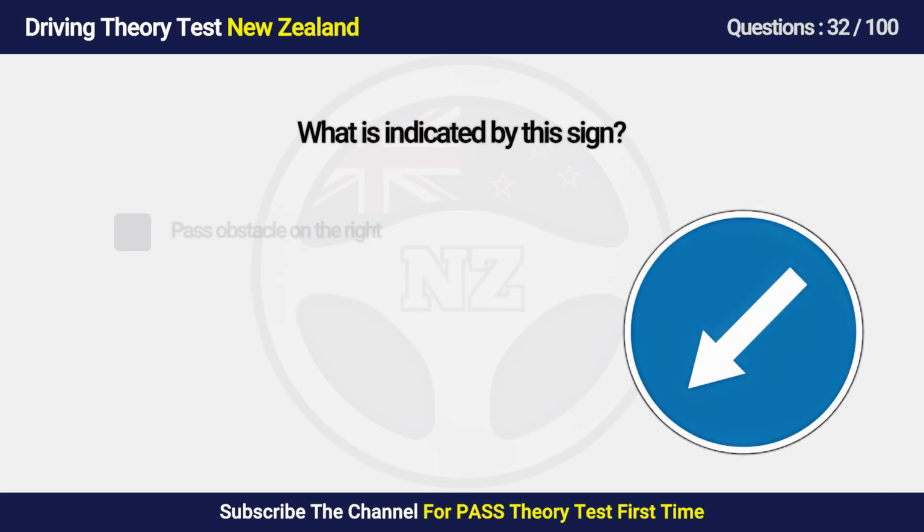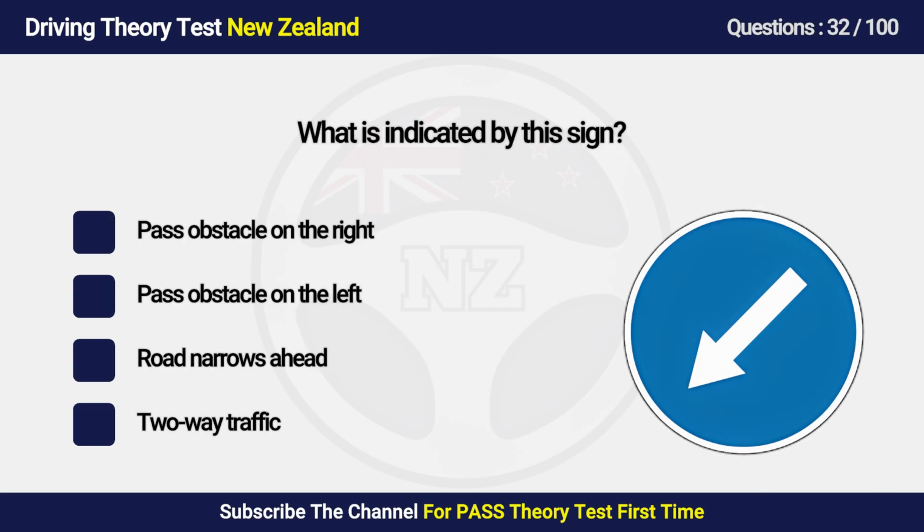Question 32. What is indicated by this sign? A. Pass obstacle on the right. B. Pass obstacle on the left. C. Road narrows ahead. D. Two-way traffic.